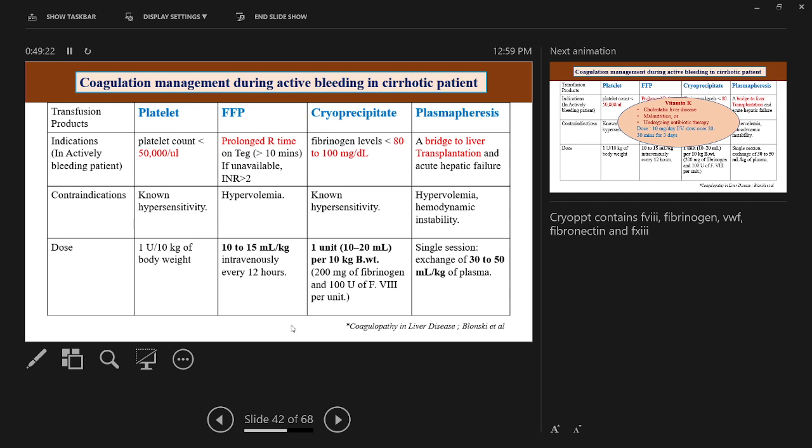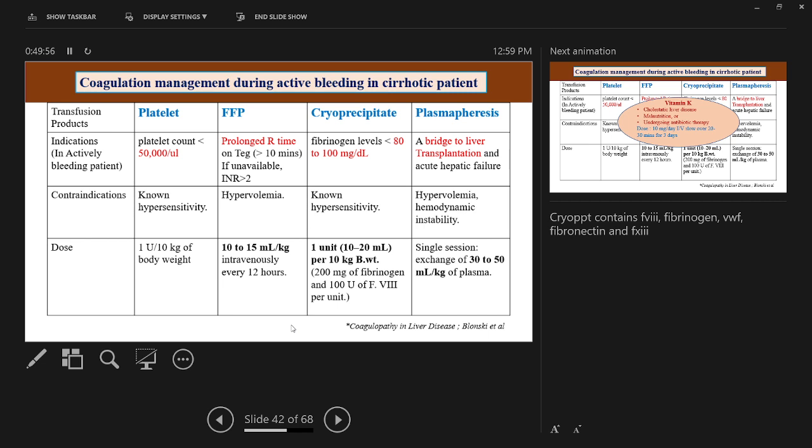FFP transfusion has to be done whenever you have evidence of prolonged R time on TEG, which is more than 10 minutes. If it is unavailable, you can go for INR levels, but that is usually not recommended. We will discuss what a prolonged R time is. It is the time to start fibrin clot formation. Also, the contraindication to FFP is hypervolemia, because these patients are already in a state of third space loss, so they are already fluid overloaded. The dose is 10 to 15 ml per kg IV every 12 hours.